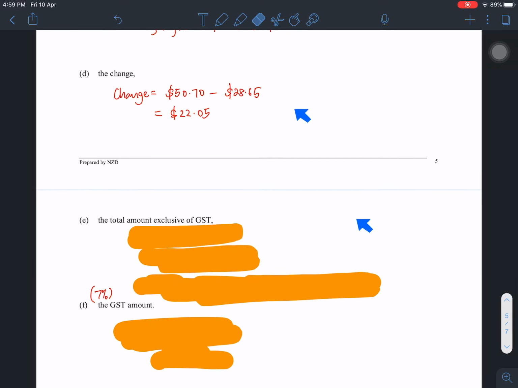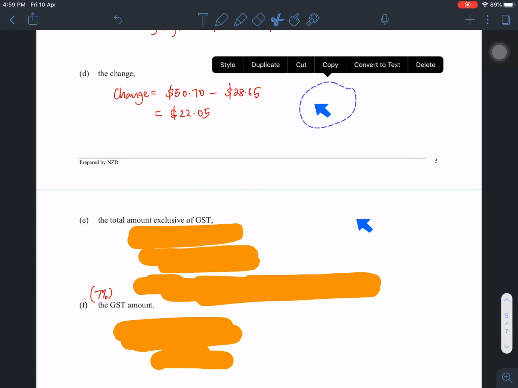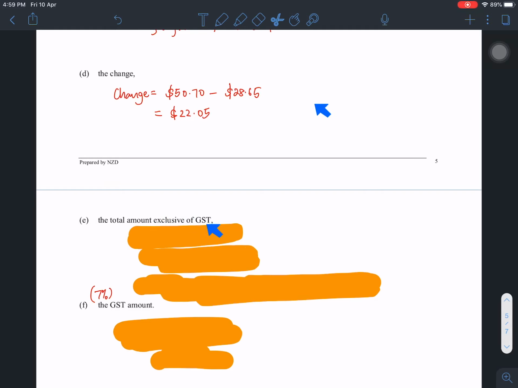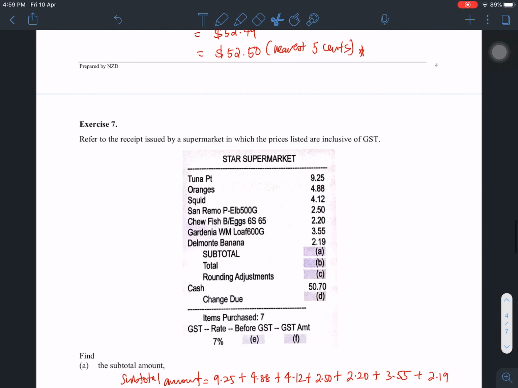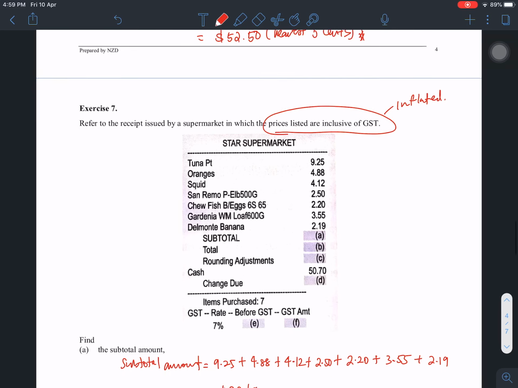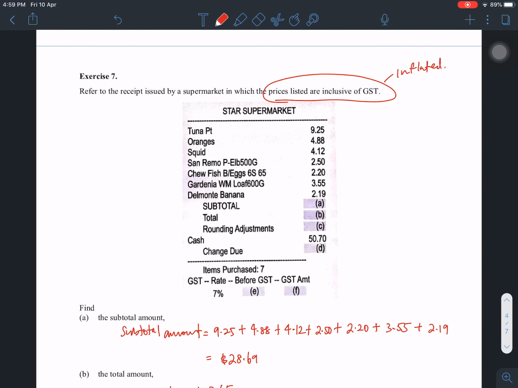So part E requires us to do what? It requires us to find the total amount exclusive of GST. If you look at the receipt carefully, they mention that these prices are inclusive of GST. It means that these prices are inflated. So what we want to do is to find the prices without the GST.